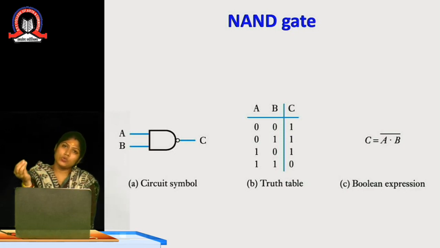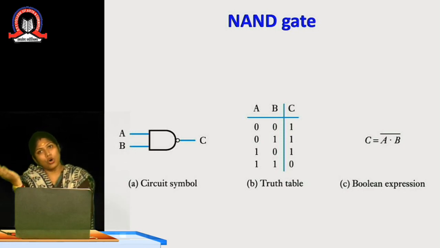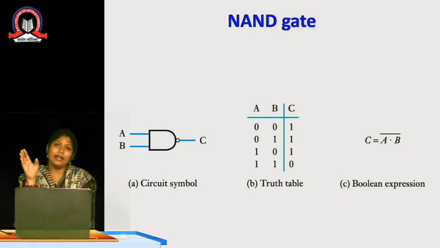Why is it called a universal gate and what are the universal gates? This question comes in your exam. When I talk about universal gates, NAND and NOR, there are 2 gates, NAND and NOR, and these gates are universally accepted to implement basic gates. That is, you can use a NAND gate and you can implement AND, OR, NOT. Similarly, you can use a NOR gate and you can implement AND, OR, NOT. So let us discuss its symbol, truth table and logical expression.